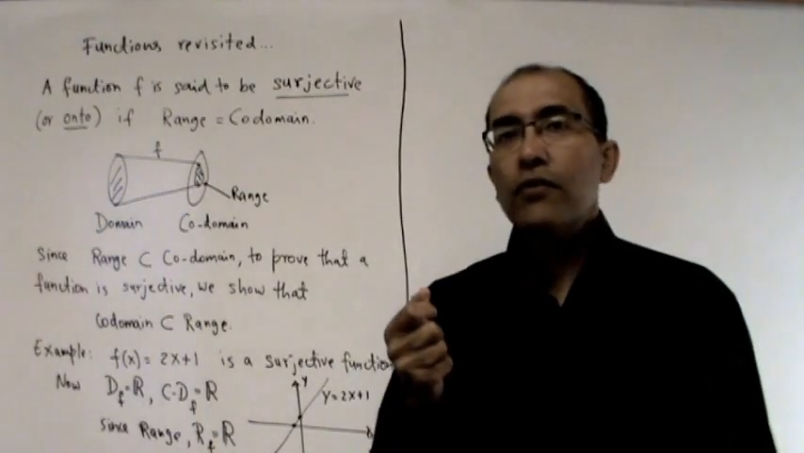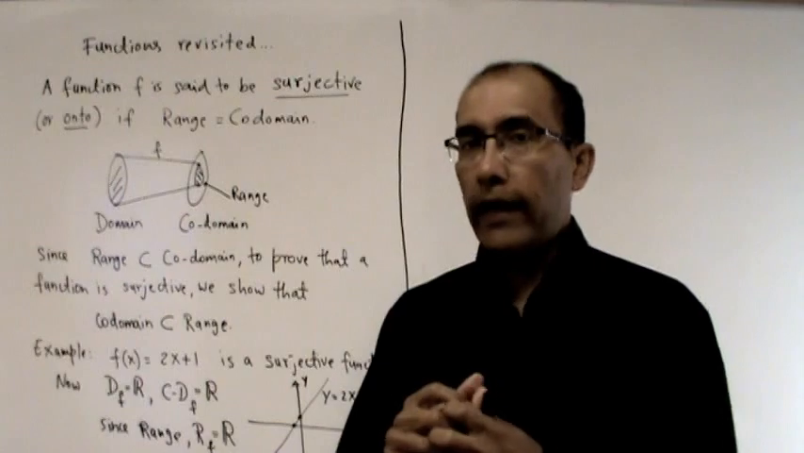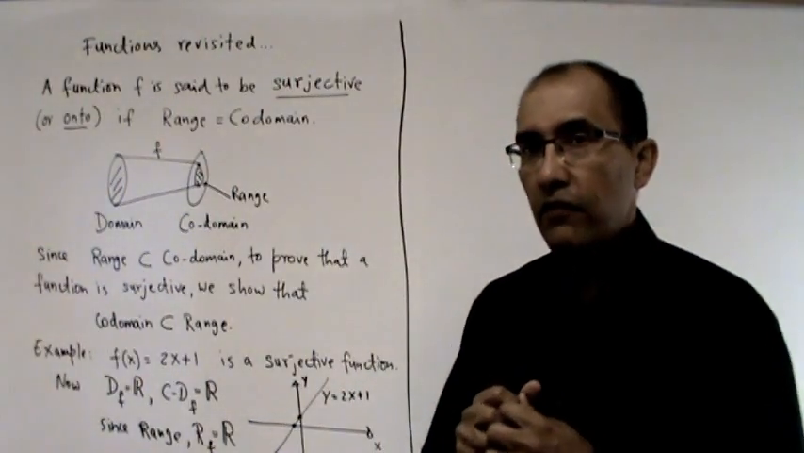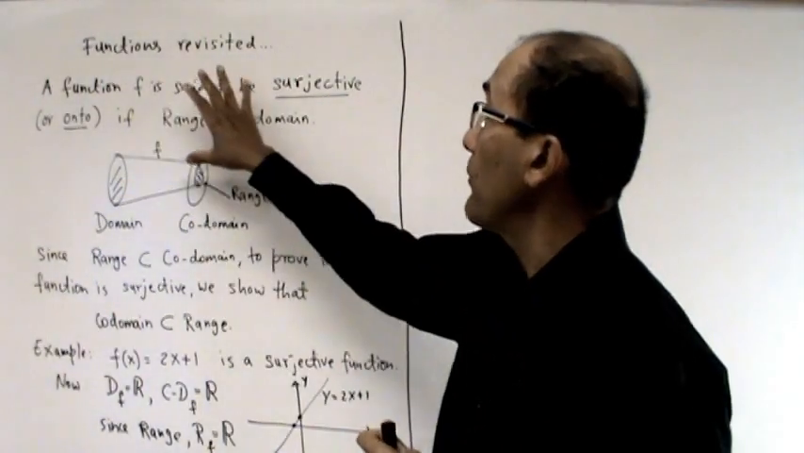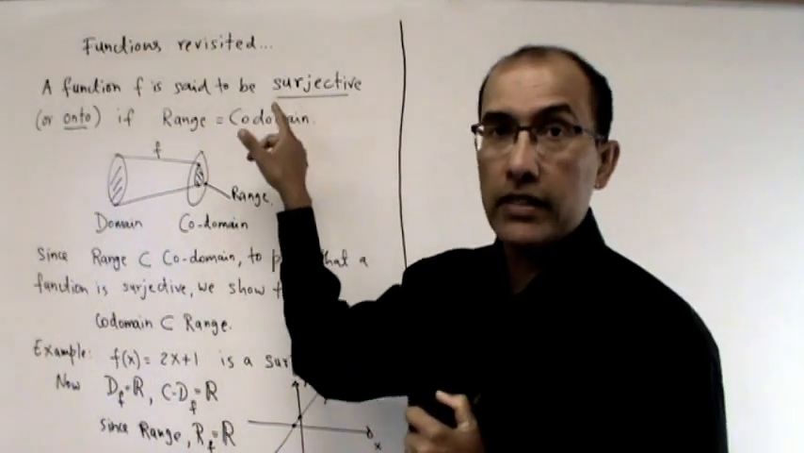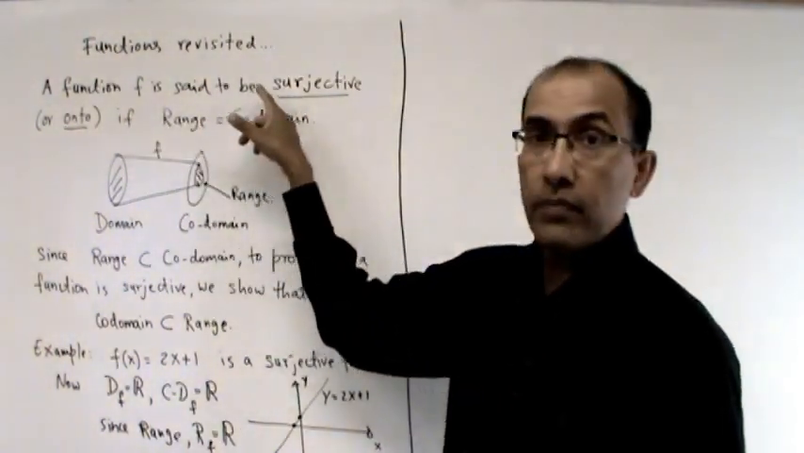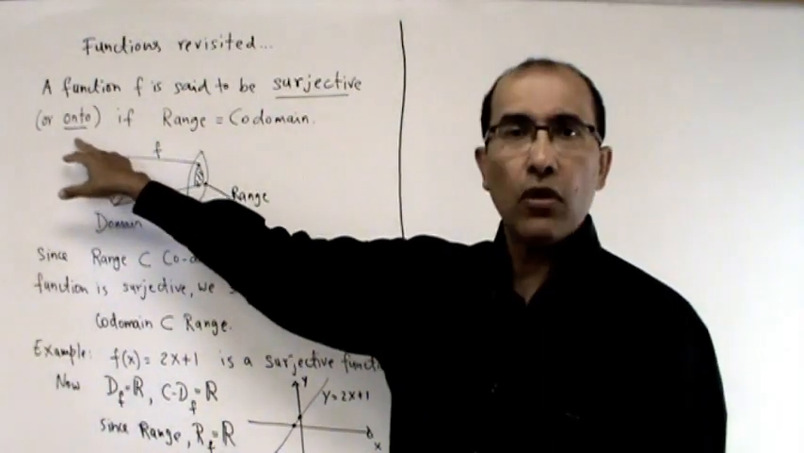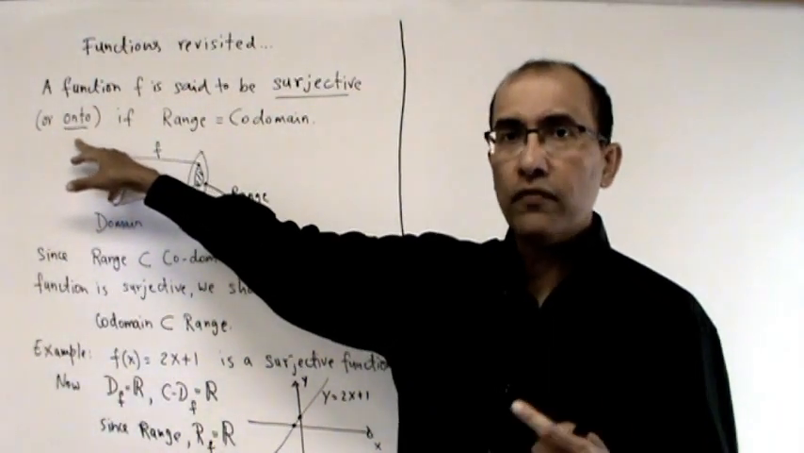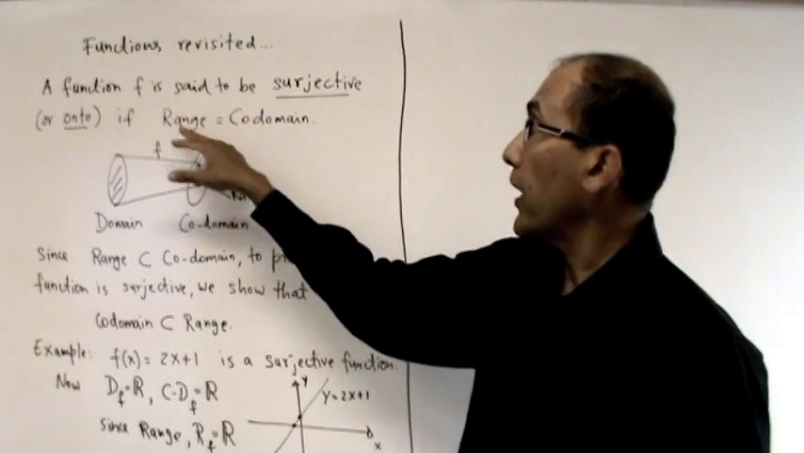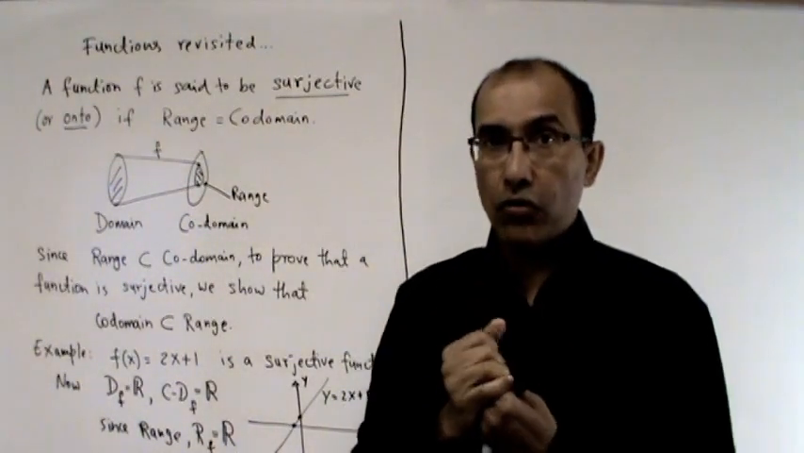We are going to look at functions again, a few more properties of functions. The first thing we want to look at is called surjective. So a function f is said to be surjective, sometimes it's also called an onto function, if the range is the same as the codomain.